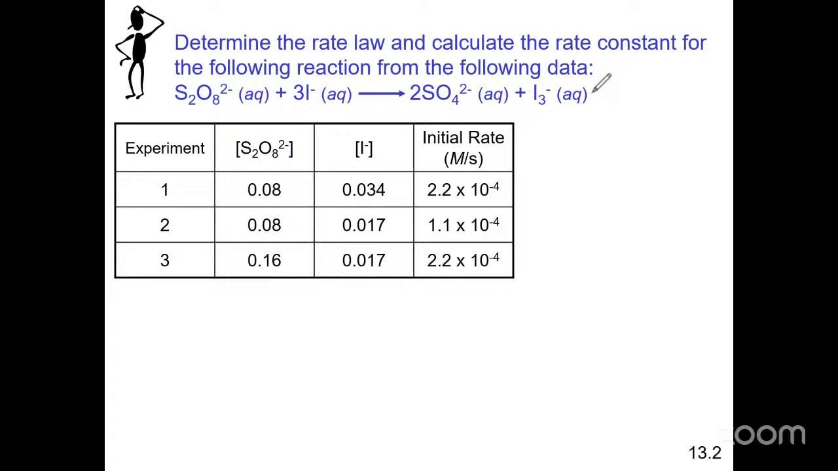So the first thing, let me start you guys off. The first thing I'd write down is the general rate law. Rate is equal to K times concentration of S2O8 2- raised to the X, times concentration of I- raised to the Y. All right? Okay. So how would you move on from there? What would be the first step?